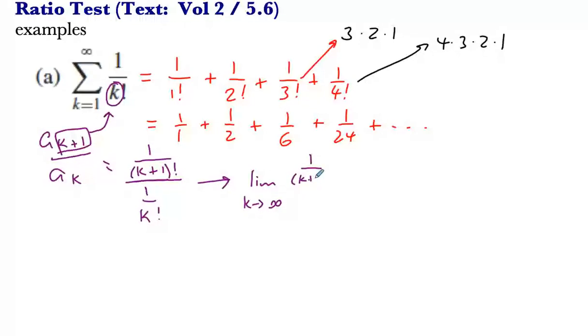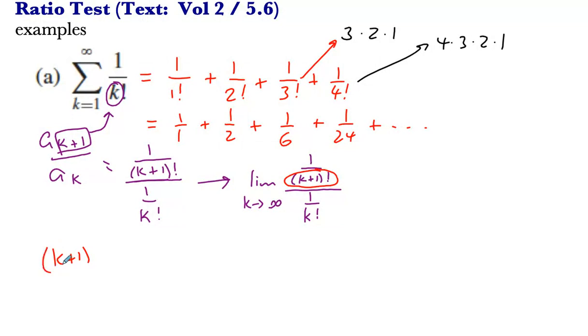1 over (k plus 1) factorial, all over 1 over k factorial. And it looks like, what are we supposed to do? How are we going to get there? Here's what we do. We're going to break down this piece of the problem, k plus 1 factorial. I'm going to take a look at that down here.